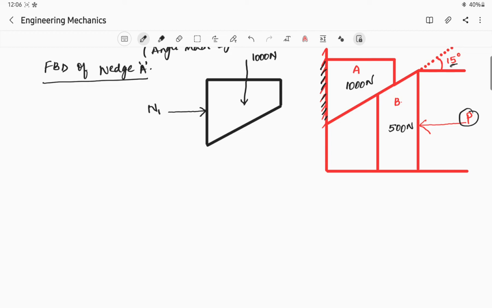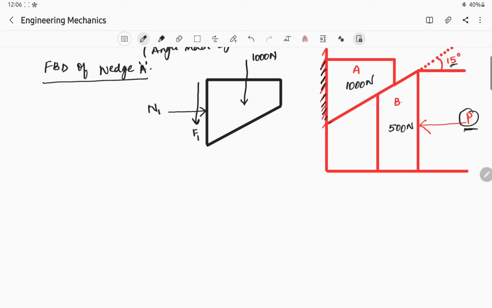Okay, so if you see the entire figure, if you apply force P to the block B, what will happen to block A? Block A will try to move in the right direction. Block A will try to move in the upward direction. Here at this surface, block A will try to move upward, so the frictional force will act in the downward direction. Okay, so this is F1, frictional force.